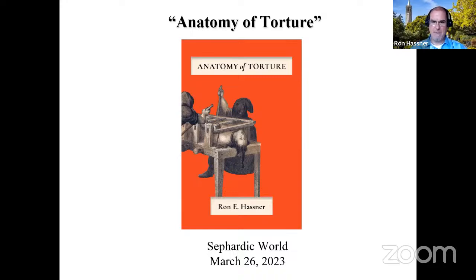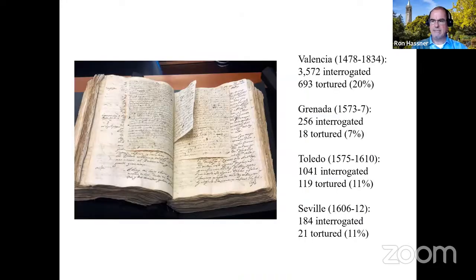Here's the cover page of my book. It's called Anatomy of Torture. It came out with Cornell University Press last year, and it seeks to solve a curious problem, which I won't focus on today, but I'll just explain to you what my motivation is for diving into the archives of the Spanish Inquisition.